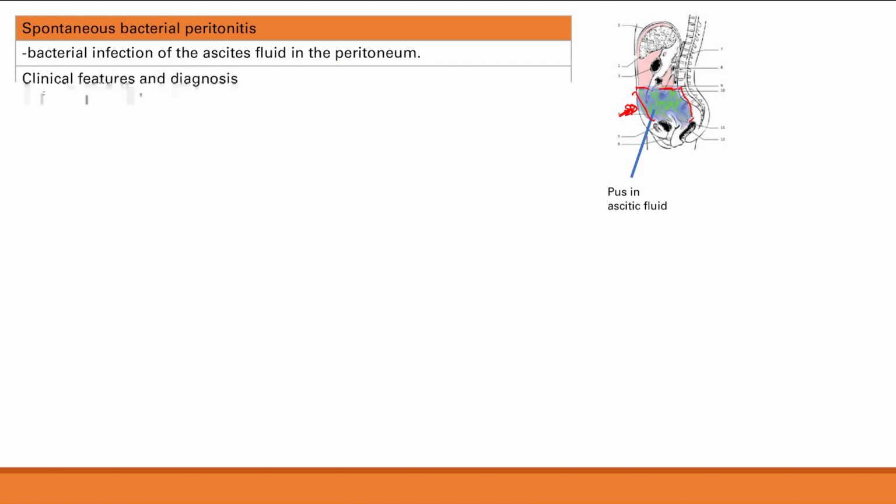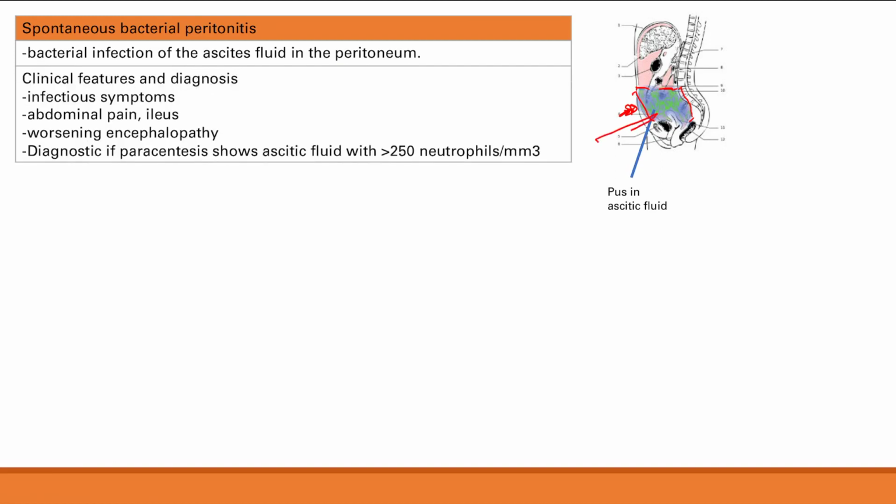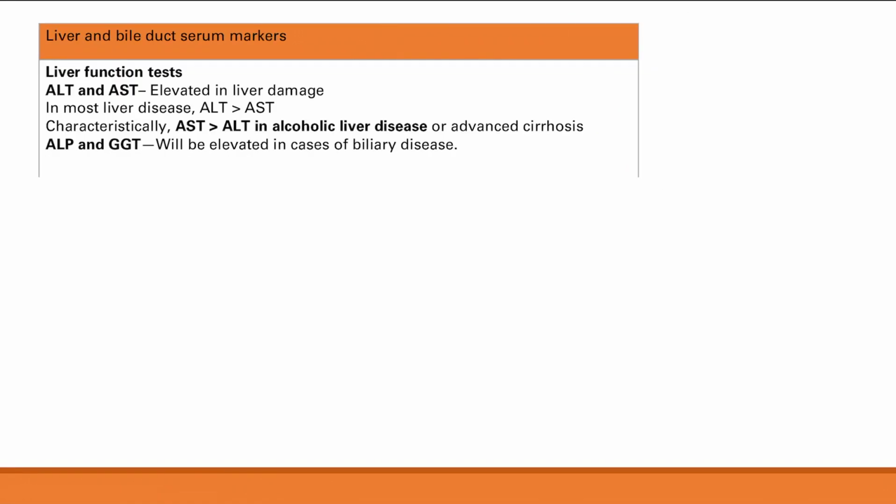And what you're going to do is you can put a needle in here. You can stick a needle in here. You can draw out some of that fluid and you analyze it. And if you see more than 250 neutrophils in that ascitic fluid per millimeter cubed, then that's going to tell you you have an infection in that peritoneal fluid because there's the neutrophils. Neutrophils telling you there's infection. Treat this with the third generation cephalosporin.